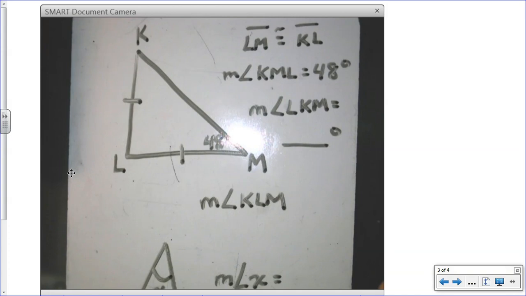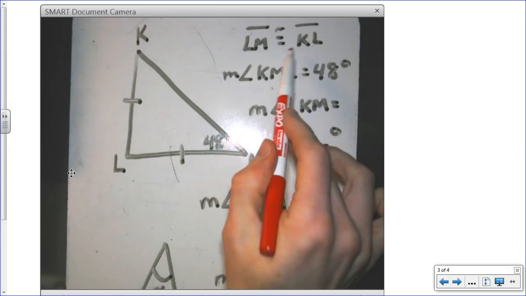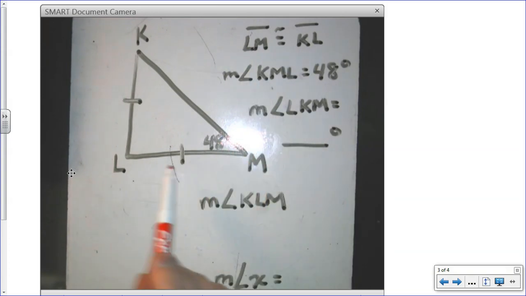So we can't just go by, it looks like it, so it must be. That's not true in math. Math likes to trick us. So we know that side LM is congruent to side KL. So here's LM, here's KL. So we already have those congruency marks.